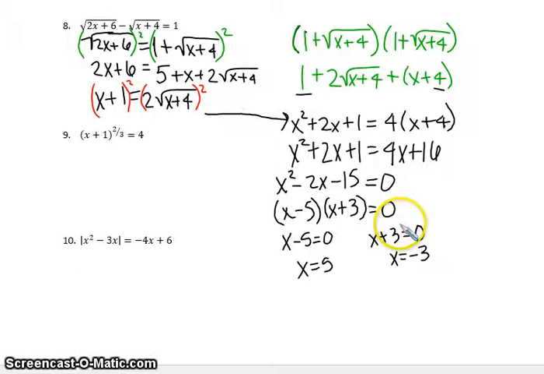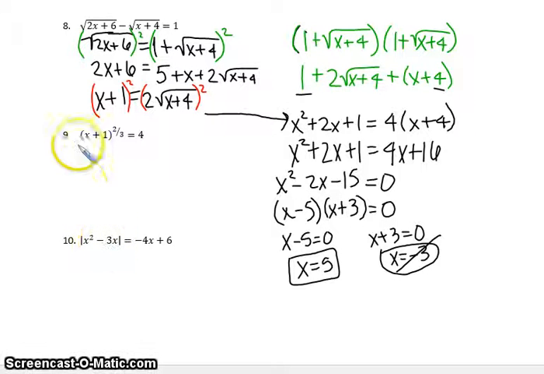If I plug those back in, the negative 3 actually isn't going to work. I kind of am out of room over here, but that one doesn't work. So I'm just left with x equals 5. Make sure, again, anytime you have a radical like that, or absolute value here maybe, or fractions, you're taking the time to plug stuff back in.